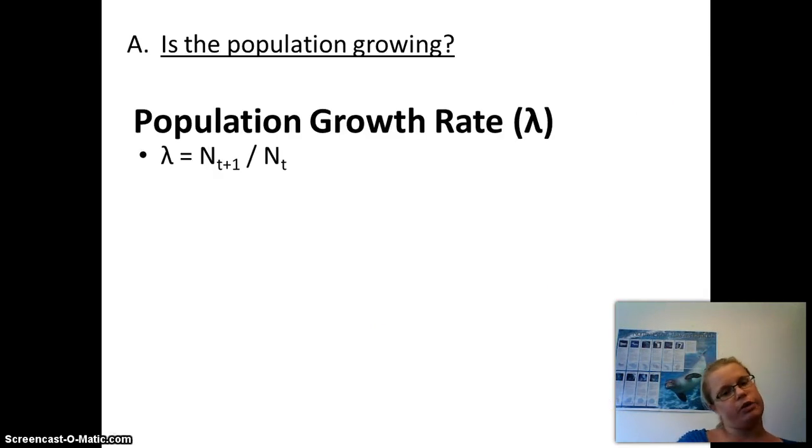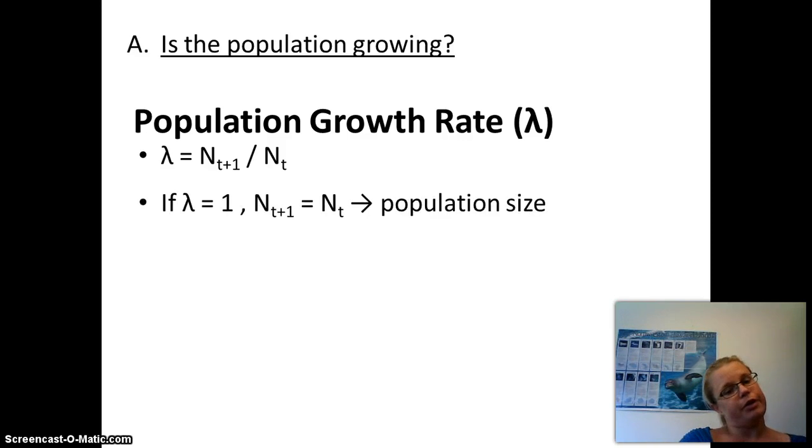We also have a shortcut way of doing that, which is calculating the population growth rate, which you might have called in previous classes the instantaneous rate of increase or other terms. But in this case, we'll just call it the population growth rate, lambda. And lambda is pretty simple. It's just the population size in time t plus 1 divided by the population size in time t.